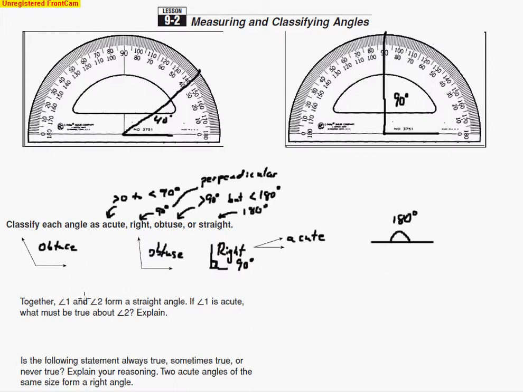Then you've got some problems that say together angle 1 and angle 2 form a straight angle. If angle 1 is acute, what must be true about angle 2? So let's draw what we've got. If I draw another straight angle, and I draw a line going off at an angle like this, this is angle 1. See, angle 1 here, this angle is acute. It's smaller than 90. See, here's a 90 degree. Here's an acute angle, a 40-degree angle.